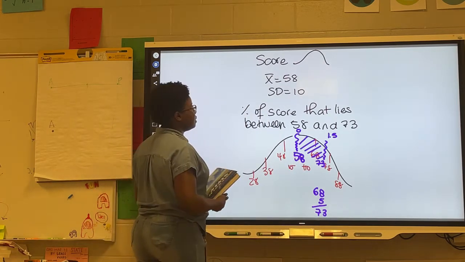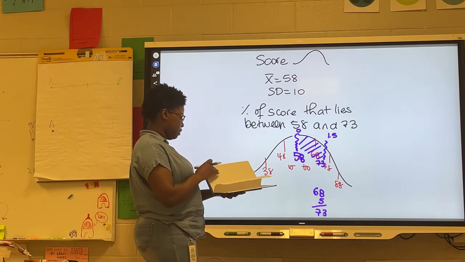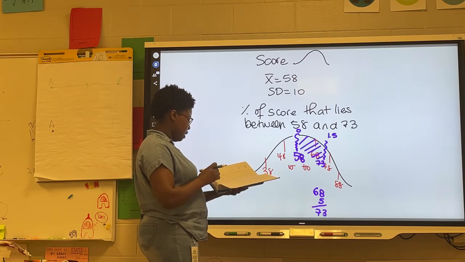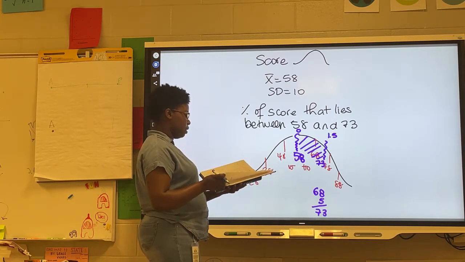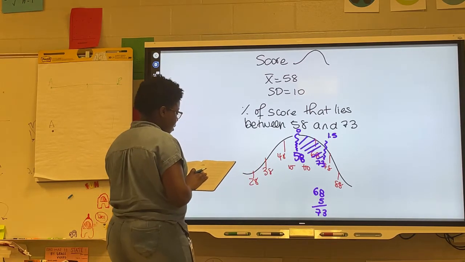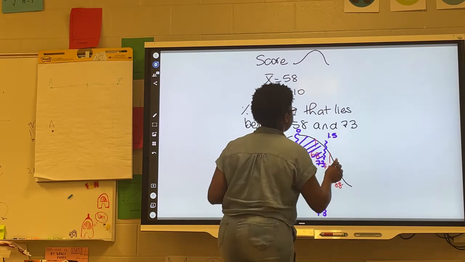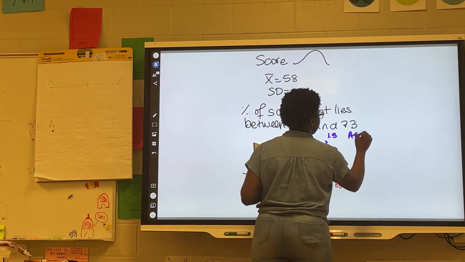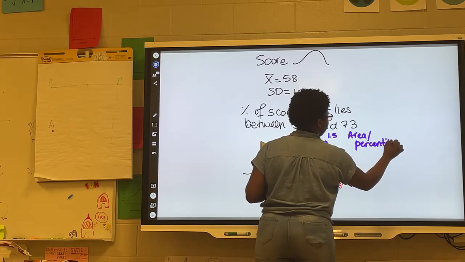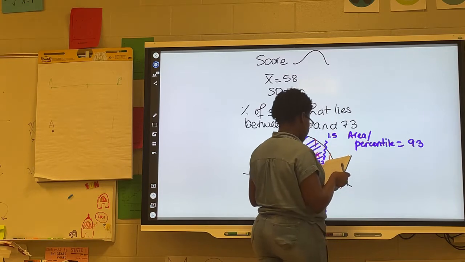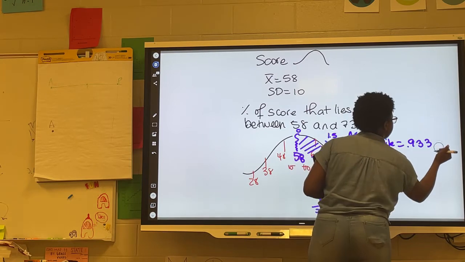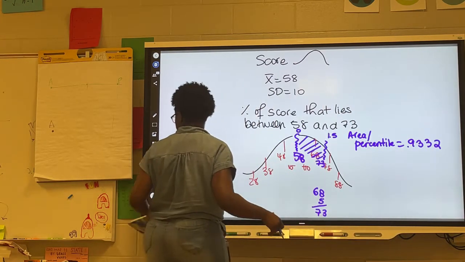So our main goal is to see the region between 58 and 73. We can use our z-table. I'm going to go to the back of the textbook for the z-table and find my value at 1.5 standard deviations. Even though I know it out of my head, I'm still going to prove it from the book. So 1.5 is going to give us 93.32. So the area, or percentile, at 73 is equal to 93.32%. That's basically what your percentile is.